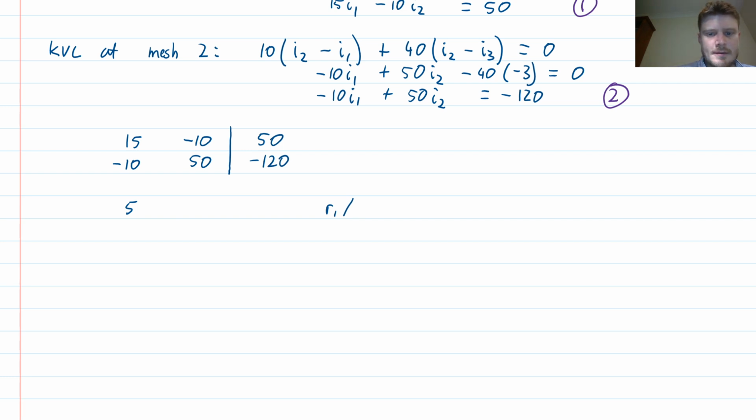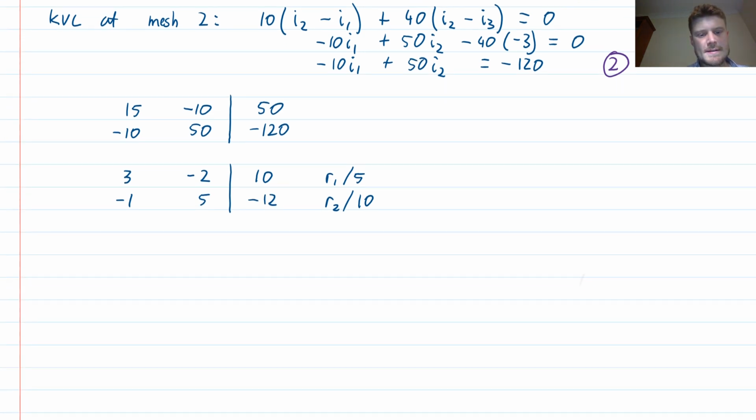Actually, no, I should divide by 5. What am I thinking? I should divide by 5. So 15 divided by 5 is going to give me 3. 10 divided by 5 is going to give me -2. And 50 divided by 5 is going to give me 10. And then for row 2, I should divide by 10. So that would give me -1, 5, and -12. So that's a little bit nicer.